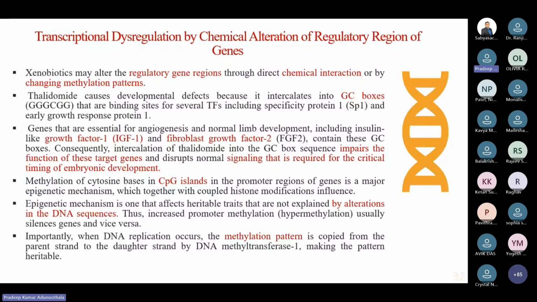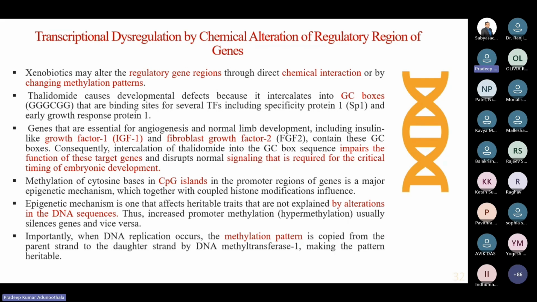that silences the gene. Or if the promoter methylation is decreased, then that shows an aggressive effect on the gene, where that gene will get aggressive, and that shows the toxicity.